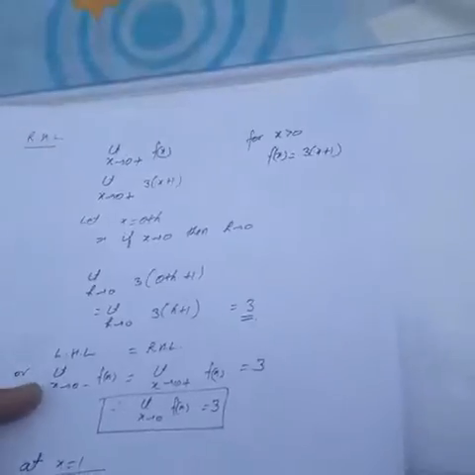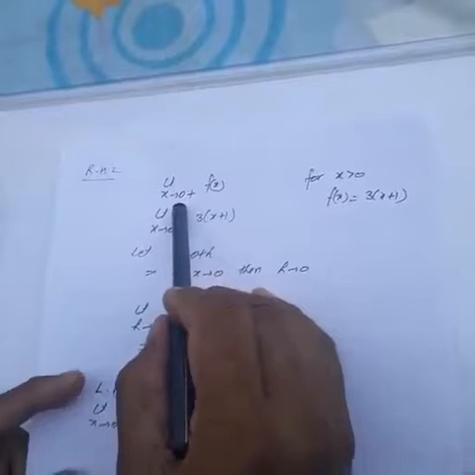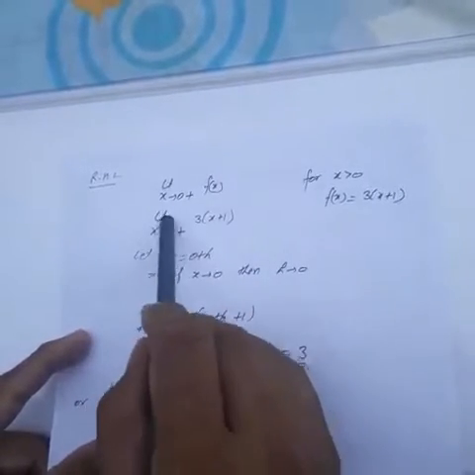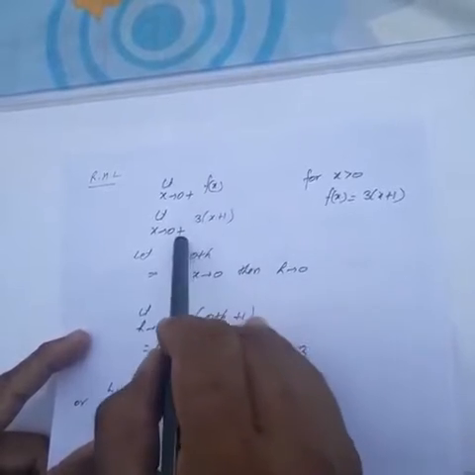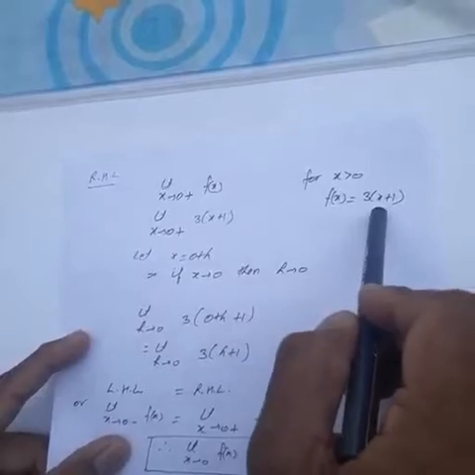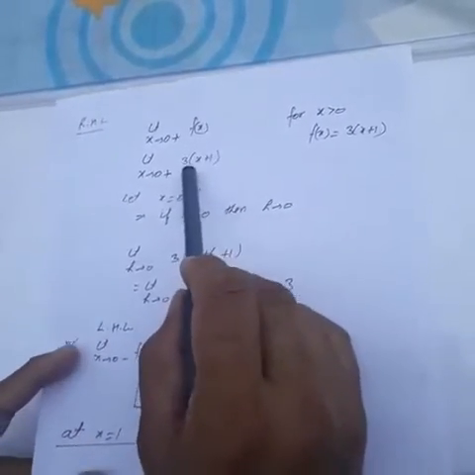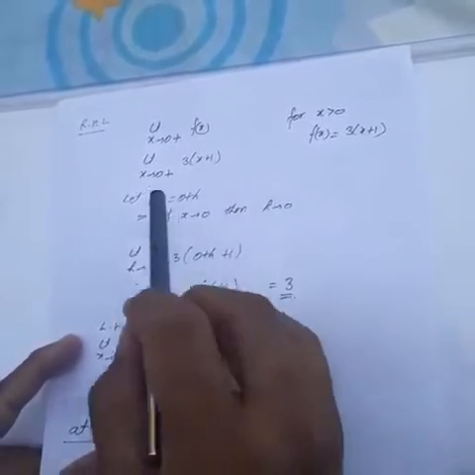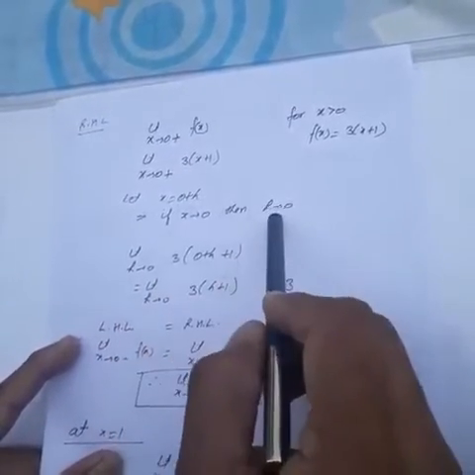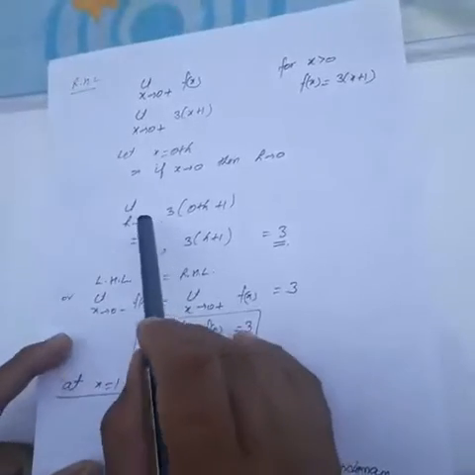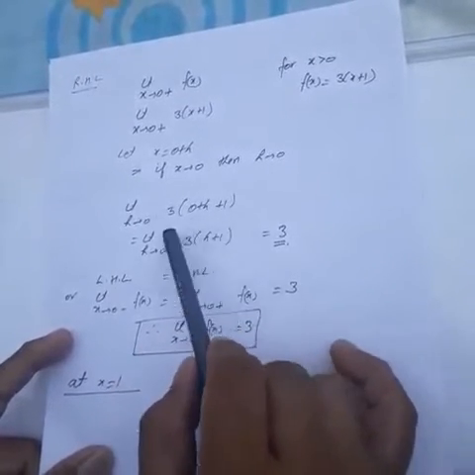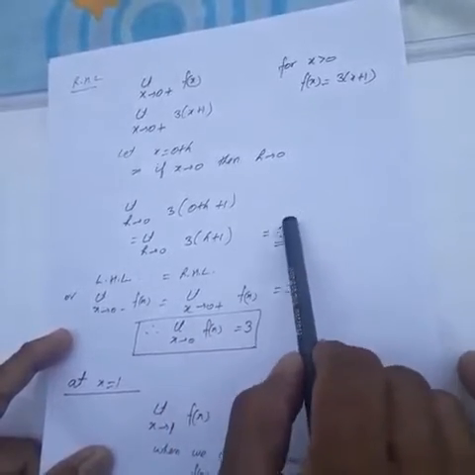Now evaluate the right hand limit. The right hand limit can be written like this: limit x tends to 0 plus of f(x). For these values, the function is 3 into x plus 1, so replace f(x) by 3 into x plus 1. Now for the right hand limit, we substitute x by 0 plus h, where h tends to 0. So limit h tends to 0 of 3 into (0 plus h) plus 1. After simplification, it is 3.